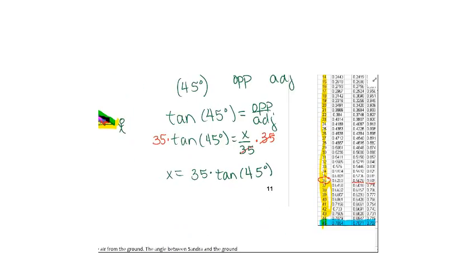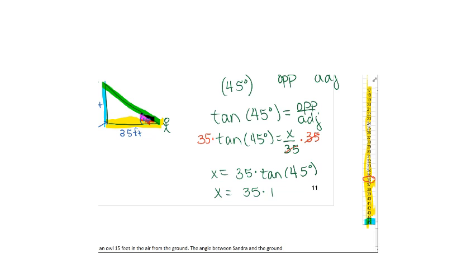So we know that this actually means 35 times 1. The tangent of 45 degrees is just a ratio that's simplified to a decimal, the decimal of 1. All right, but we're not always going to know that. So we're going to use our calculator, and the calculator is going to look up what the tangent of 45 degrees is. So what we'll do is put this straight into our calculator.